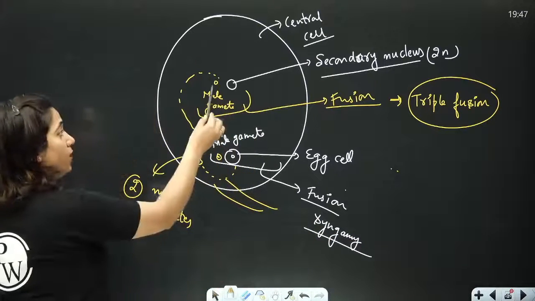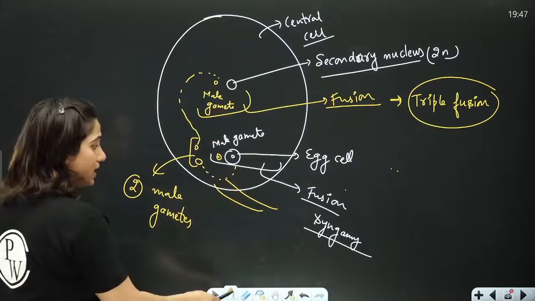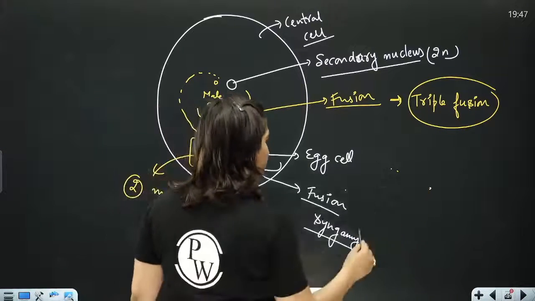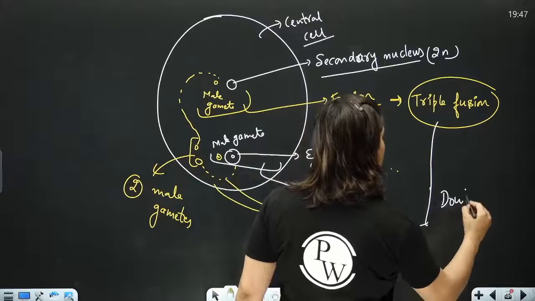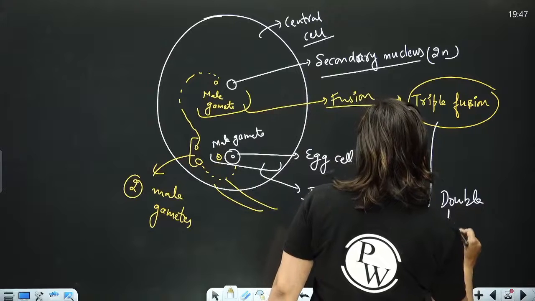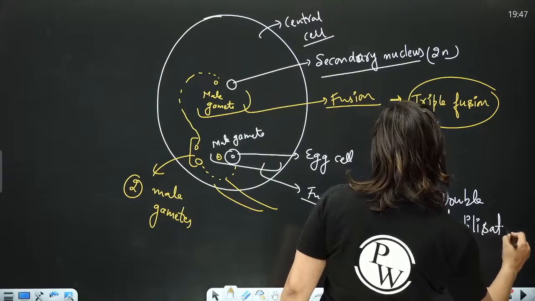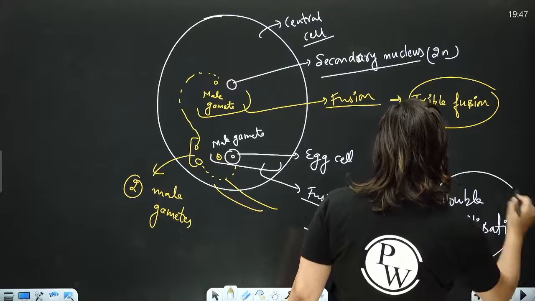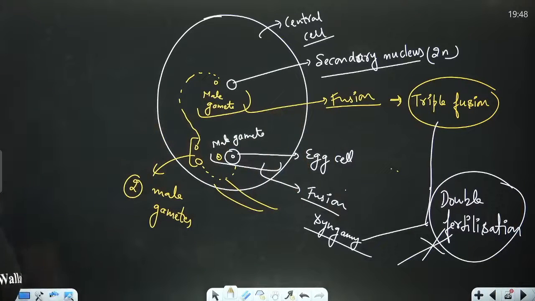So within the same embryo sac, there are two fusions. One fusion between a male gamete and the secondary nucleus, the other fusion between a male gamete and the egg cell. This is called syngamy, and together with triple fusion it is called double fertilization. Within the single embryo sac, there are two fusions, that is called double fertilization, and this is seen only in angiosperms. Okay.